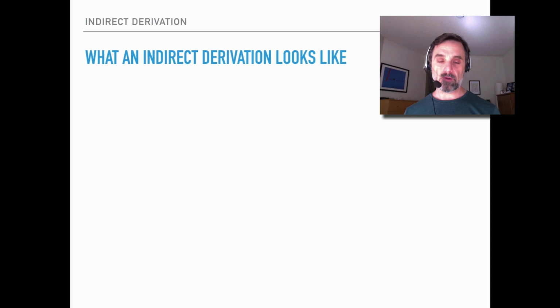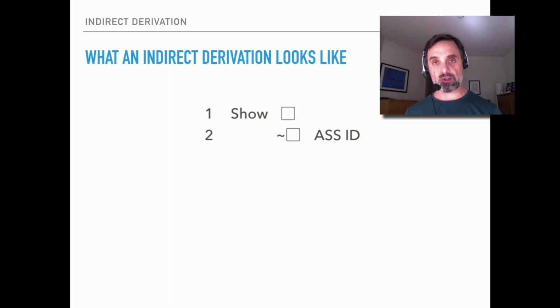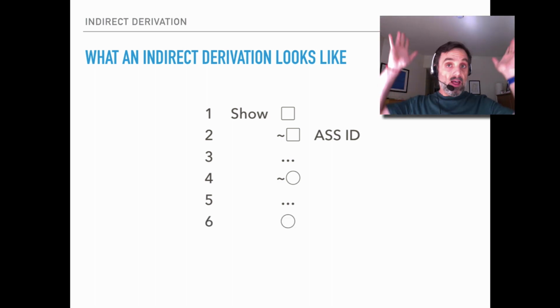So let's see what an indirect derivation looks like. The first line is show box, where box is the conclusion. Second line, we make an assumption, but it's not assume CD. We write not box, and the justification is assume ID. Then we proceed as we have been in the past. So we bring in our premises and apply our inference rules. And we keep going. And so let's say at some point we get not circle, but we keep going, and at some point we'll then get circle. And we think, oh wait, that's a contradiction.